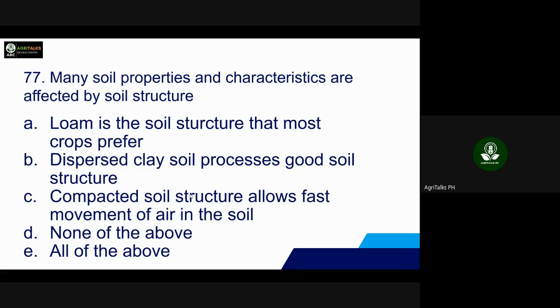Many soil properties and characteristics are affected by soil structure. A, loam is the soil structure that most crops prefer. That is wrong. Kasi loam is not a structure, it's a texture. Letter B, dispersed clay soil possesses good soil structure. It's not good. C, compacted soil structure allows fast movement of air in the soil. No, it's not. Because if it is compacted, the air and water are not free to move in the soil. So the correct answer is none of the above. So lahat po ay mali.